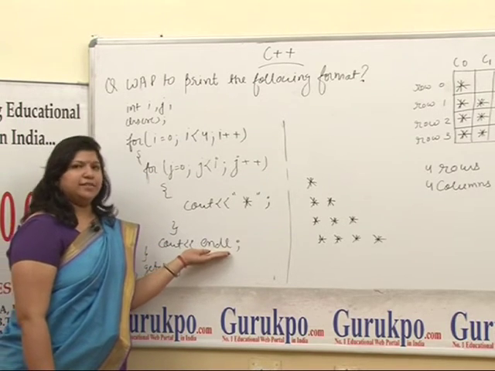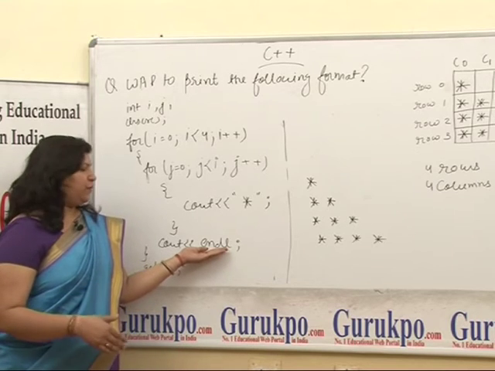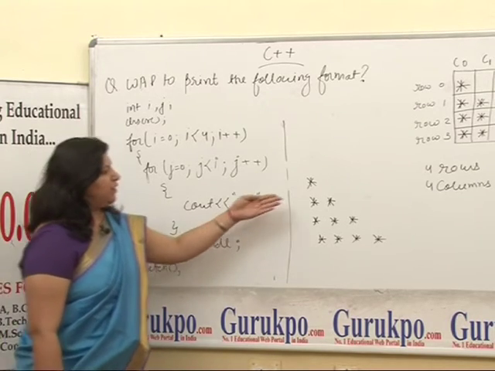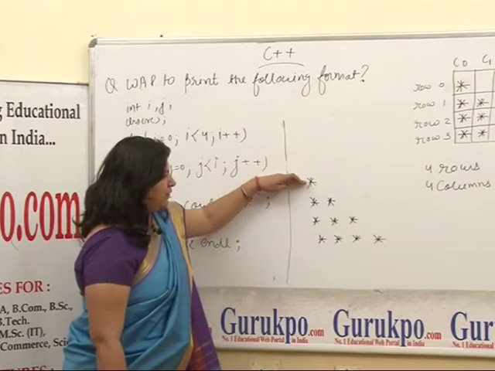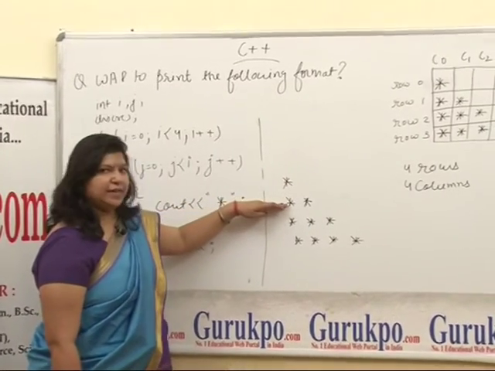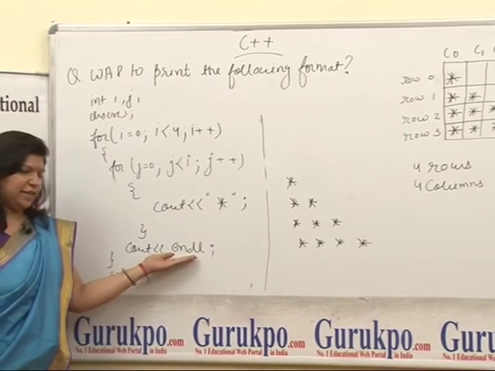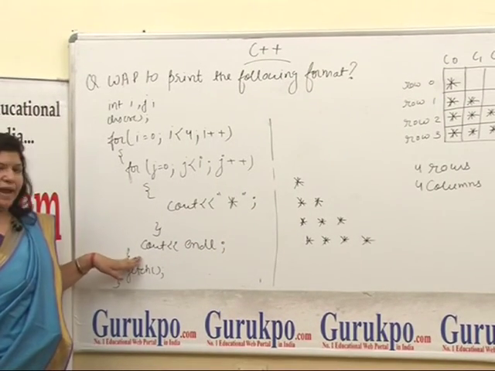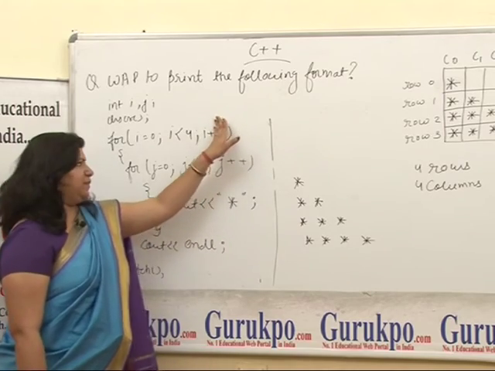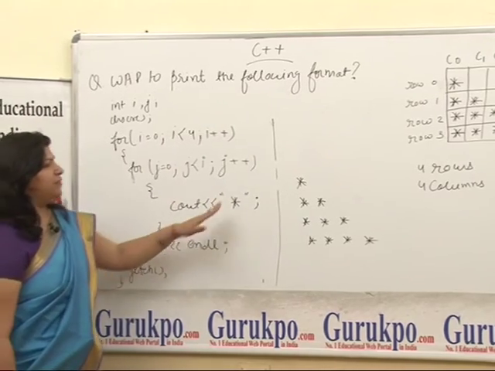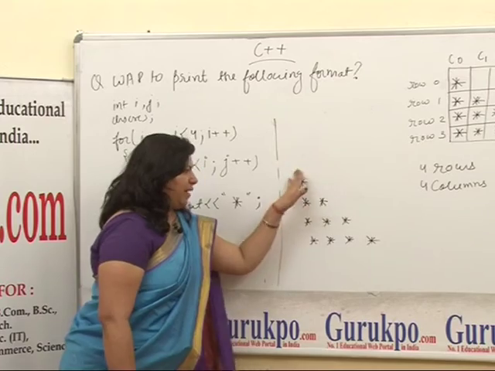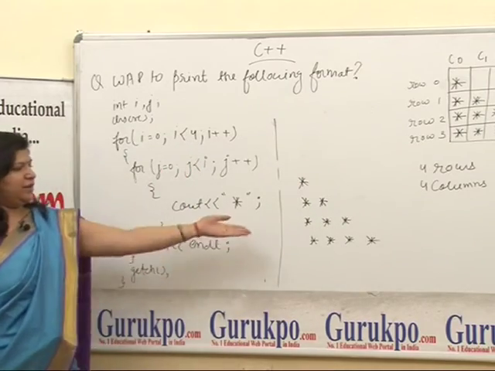As we know, endl is used for the enter action, it will perform the action of enter. So according to this statement, the cursor will come to the second line. Then again this loop ends and we will go to the increment and decrement section. As it goes on, it will print the whole format for us. So this is how we can print this format.